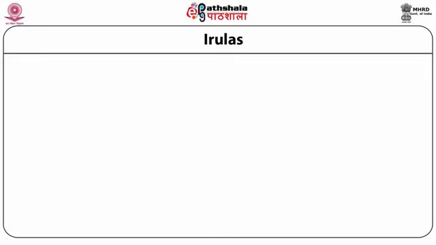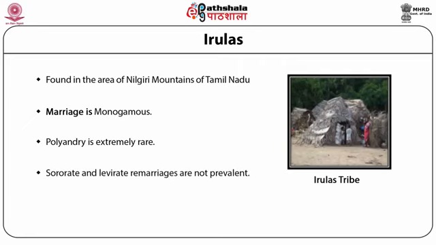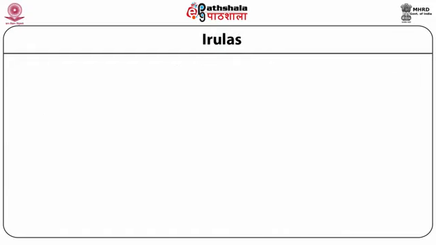The tribe Irulas. Irulas inhabit the area of the Nilgiri mountains of Tamil Nadu and Kerala. A scheduled tribe, their population in this region is estimated at 25,000 people. The Irula speak Irula, which belongs to the Dravidian family. Monogamous marriage is the rule. Polyandry is extremely rare. Sororate and levirate remarriages are not prevalent. Family is extended. Extended family still plays a vital role. The brothers of a deceased husband are expected to care for the widow. The brothers of the widow may also care for her if those of her deceased husband give their consent.